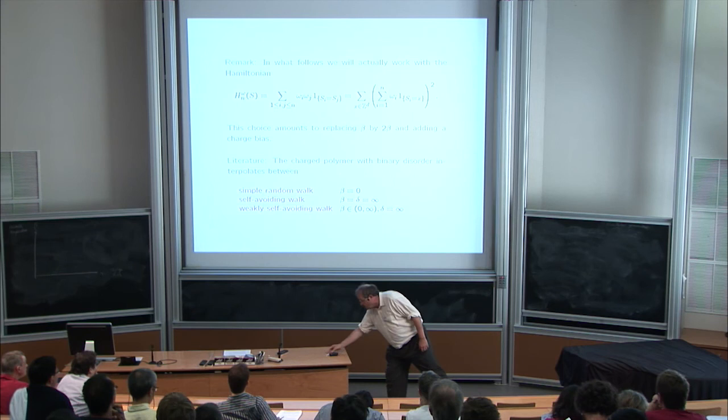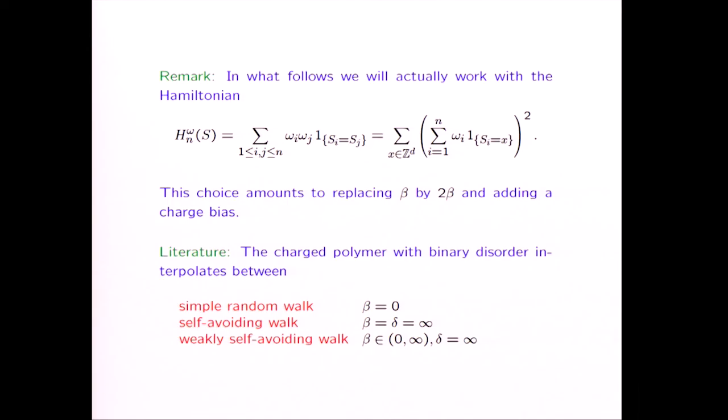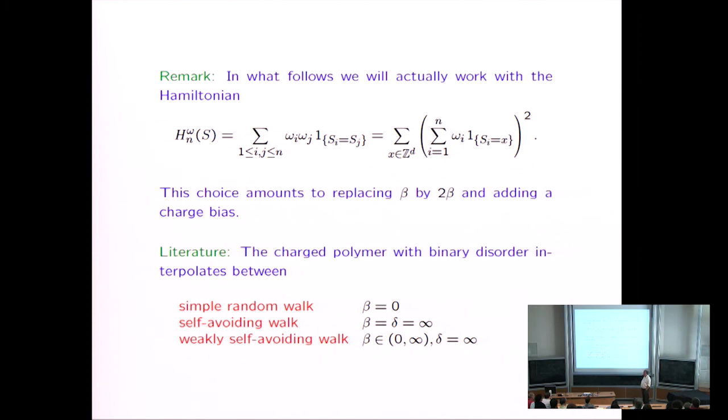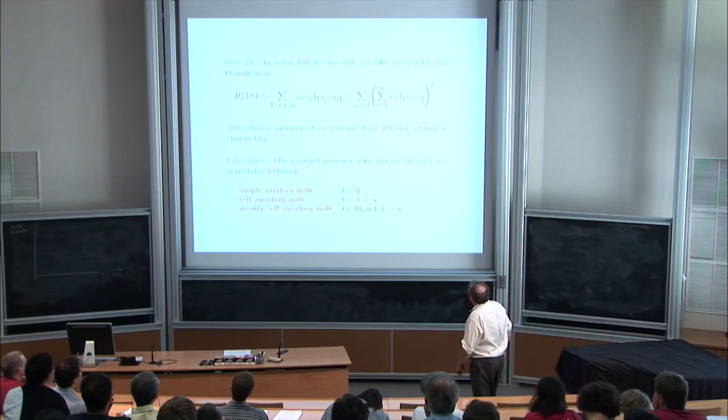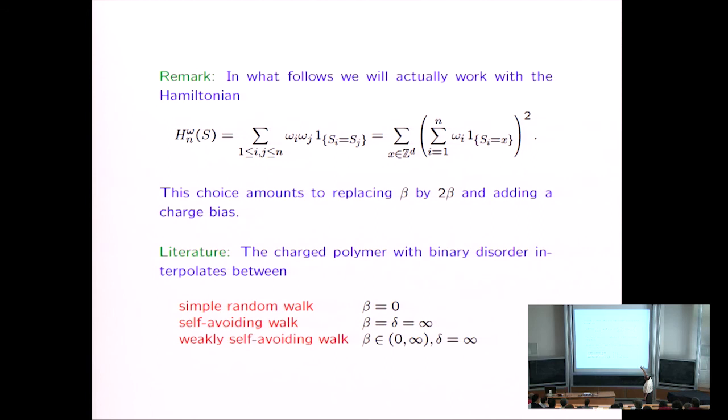Now, if the charges would all be plus one, then this would just become the local time at site x, and this Hamiltonian would become the sum over all sites of the square of the local times of your path, and that's what you have when you study weakly self-avoiding walk. And so this is a kind of weighted local time. At every site, you keep track when you get there, and you have to add up all the charges that land on that particular site. So this is the object that we have to try and understand.